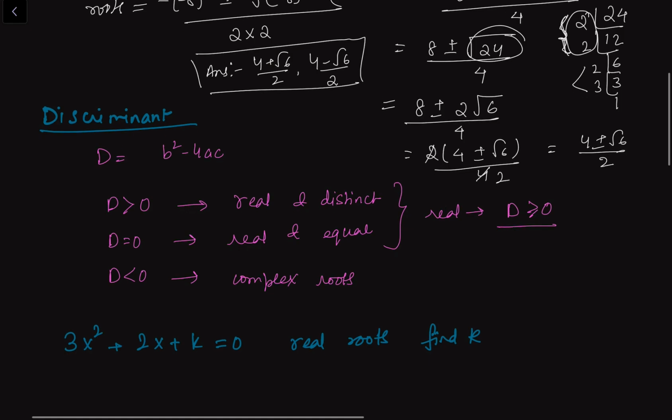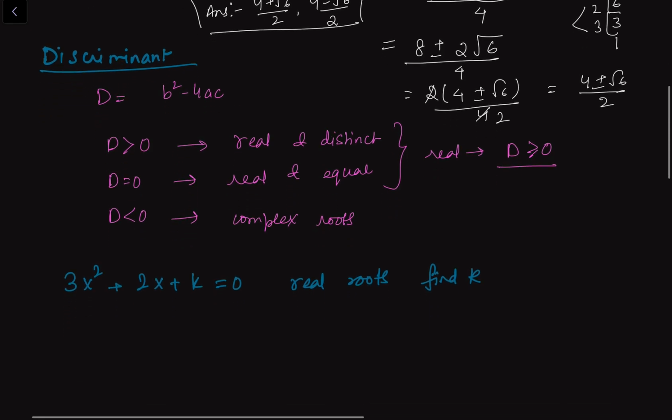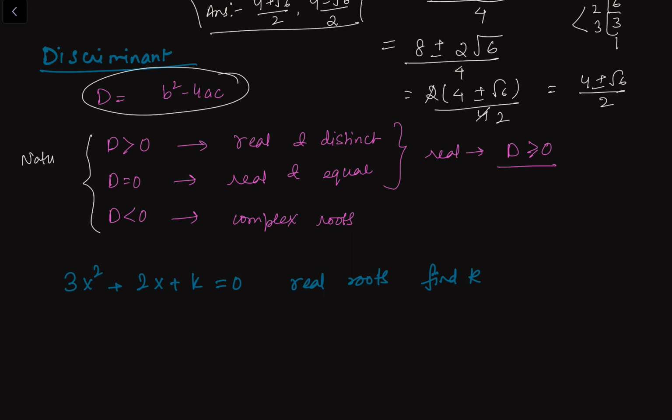Now we come to discriminant. Now what is discriminant? This part inside the square root, b square minus 4ac, this is your discriminant. Okay, and this is how we describe the nature of the roots.